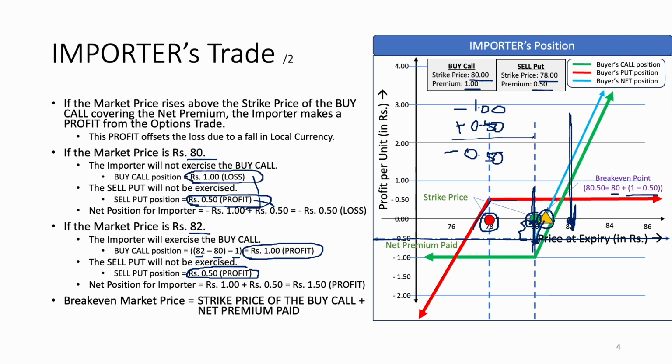So his net position is that he earns 1 rupee from the buy call and he earns 50 paise from the sale put, and his net profit is 1 rupee 50 paise. So you notice that he is making a profit as and when the market price is going up. Like we mentioned above, the importer's interest is that he has to buy currency. So if the market price goes up, he will be paying more for the currency. The more he has to pay for the currency, he's offsetting his position by gaining from the options trade.